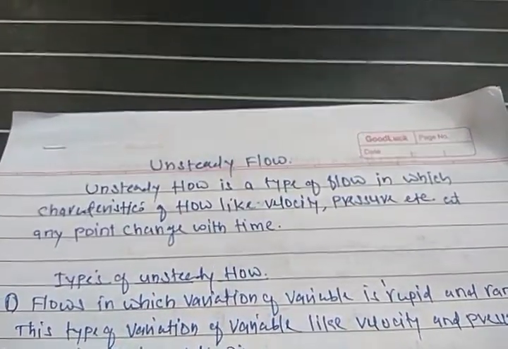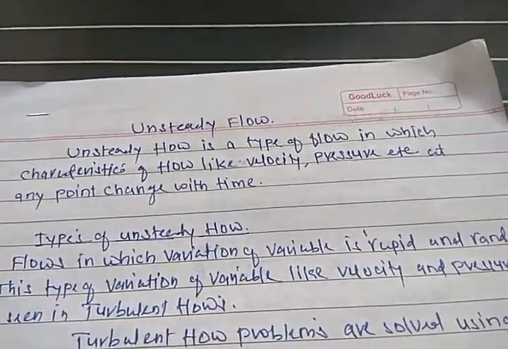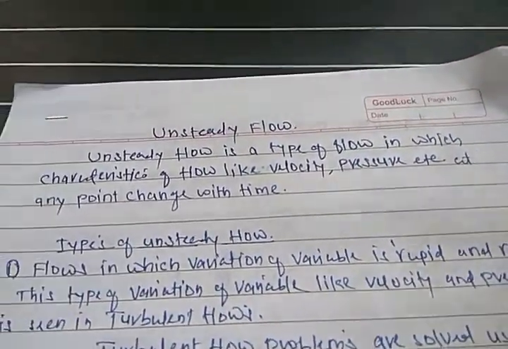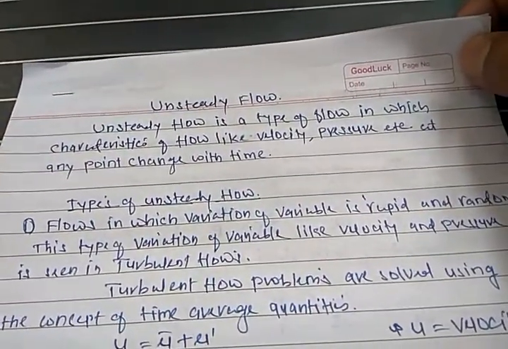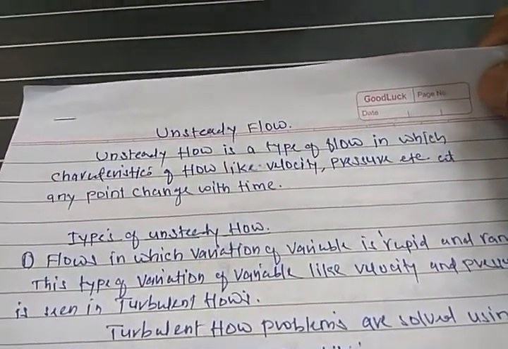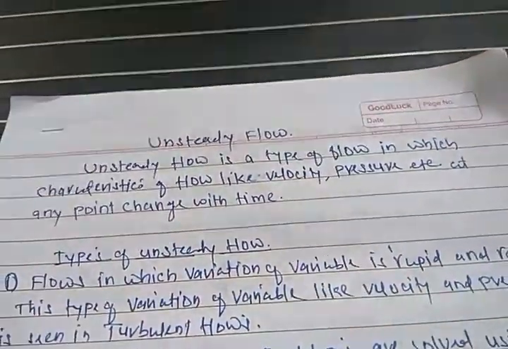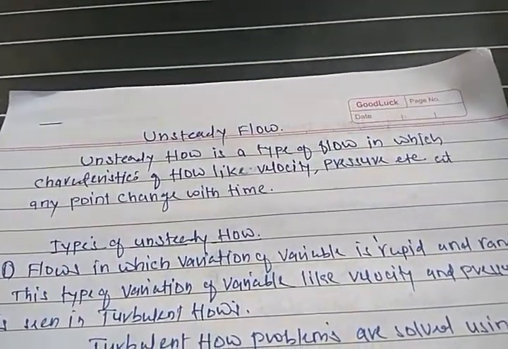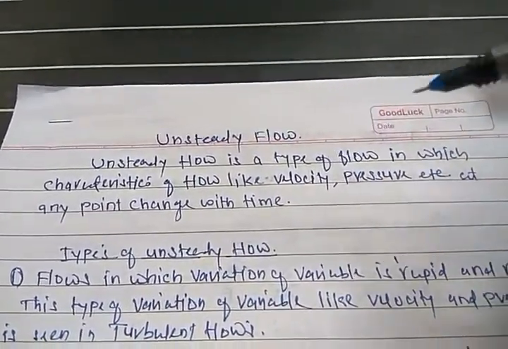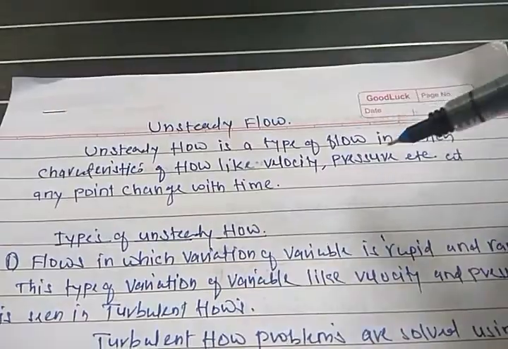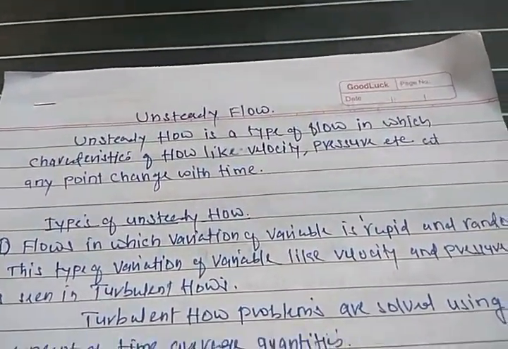So we know from the elementary definitions of steady and unsteady flow that steady flow is a type of flow in which flow properties do not vary with respect to time. So obviously, the corollary is that unsteady flow is where the flow properties vary with respect to time. These properties are velocity, pressure, discharge, depth, etc.